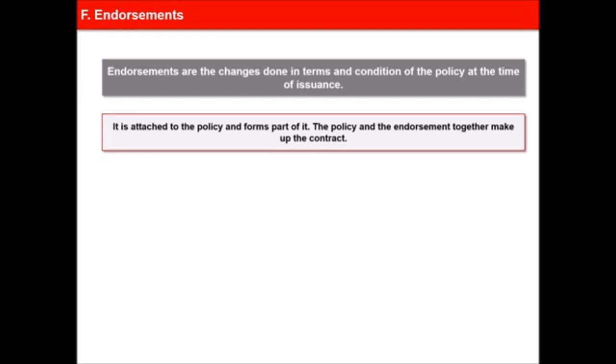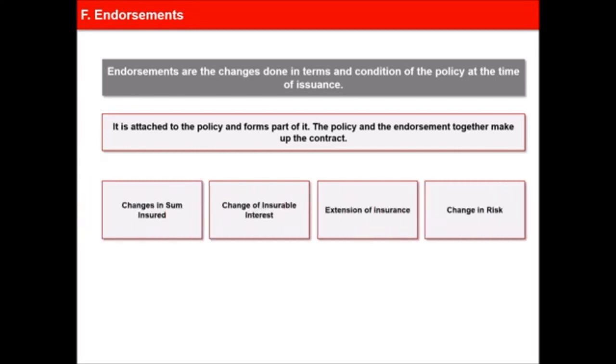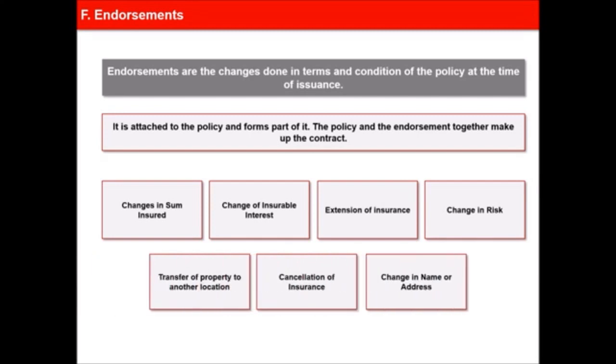Endorsements required under a policy relate to variations or changes in sum insured, change of insurable interest by way of taking a loan or mortgaging the policy to a bank, extension of insurance to cover additional perils or extension of policy period, change in risk, for example, change of destinations in case of an overseas travel policy, transfer of property to another location, cancellation of insurance, and change in name or address.